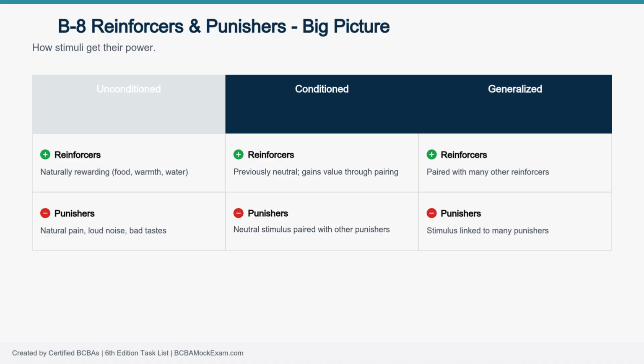Generalized conditioned stimuli are paired with many different reinforcers or punishers and therefore remain effective in a wide range of situations, such as money, tokens, or a powerful generalized no. On the exam, your job is to track the learning history. Is the stimulus naturally effective, paired with one outcome, or linked broadly to many?